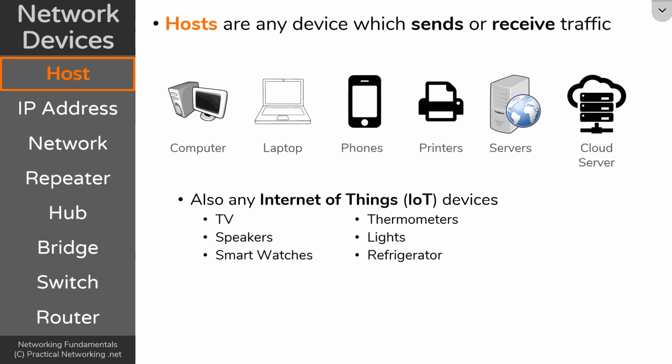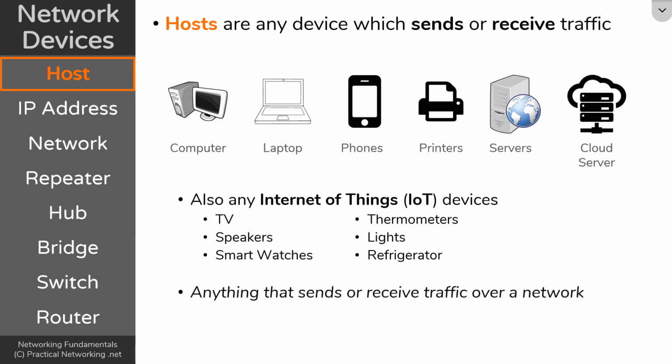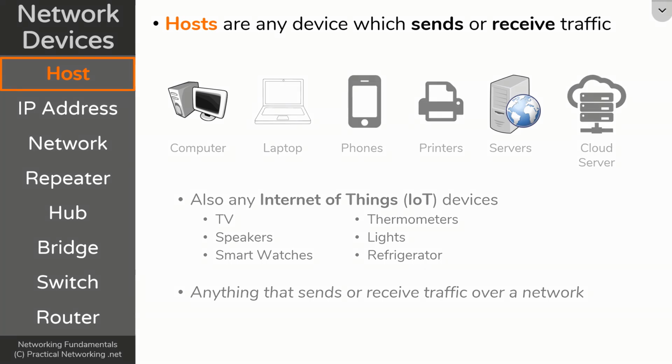That smart TV you stream to, those speakers that are all synchronized with each other, smart watches, your thermometer that you can control remotely, that refrigerator that reminds you when you're out of milk, all of those devices are sending and receiving traffic, and therefore can be considered as hosts. Why this is important is because all of these devices follow the same rules for how they communicate to the internet. Later in this module, we'll be looking at everything a host does when sending or receiving data from the internet. In doing so, we'll actually be explaining how all of these devices communicate with the internet.